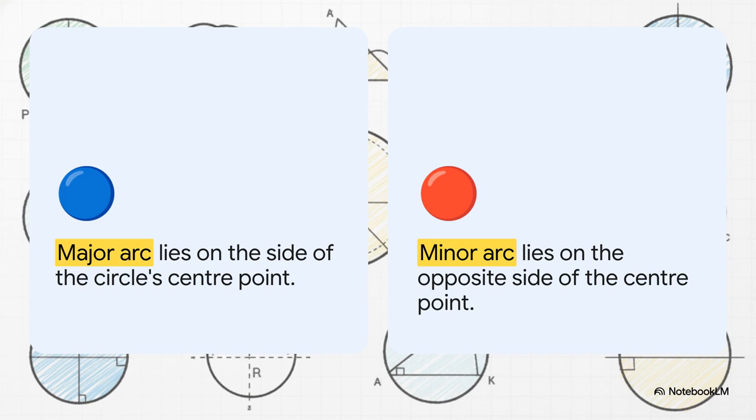That's why we categorize them. We have a major arc and a minor arc. The major arc is the larger chunk. It's the curve that actually sits on the same side as the circle's center point. The minor arc, on the other hand, is the smaller curved portion on the opposite side of the center. And just a quick tip, to keep things simple, we usually just use two endpoints to name a minor arc.